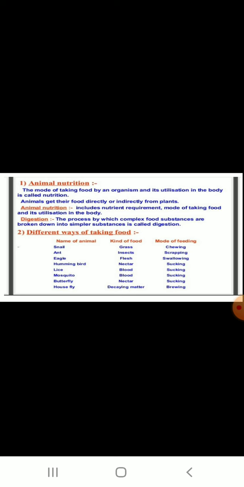it depends on insects. The mode of feeding is scraping, we call it scraping. Eagle, so it depends on flesh, meaning meat. It is a swallowing type of feeding. Hummingbird, nectar sucking. Lice, blood sucking. Mosquito sucks blood, sucking. Butterfly, nectar sucking. Housefly, it depends on decaying matter. We call it breathing.